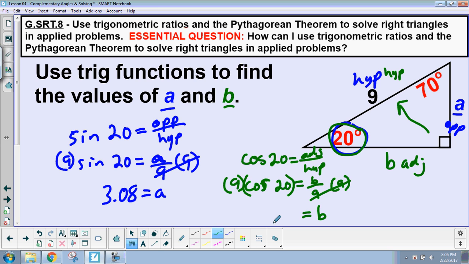Notice I'm using 2 decimal places for the sake of length, distances. Okay, that's your rule of thumb unless told otherwise.